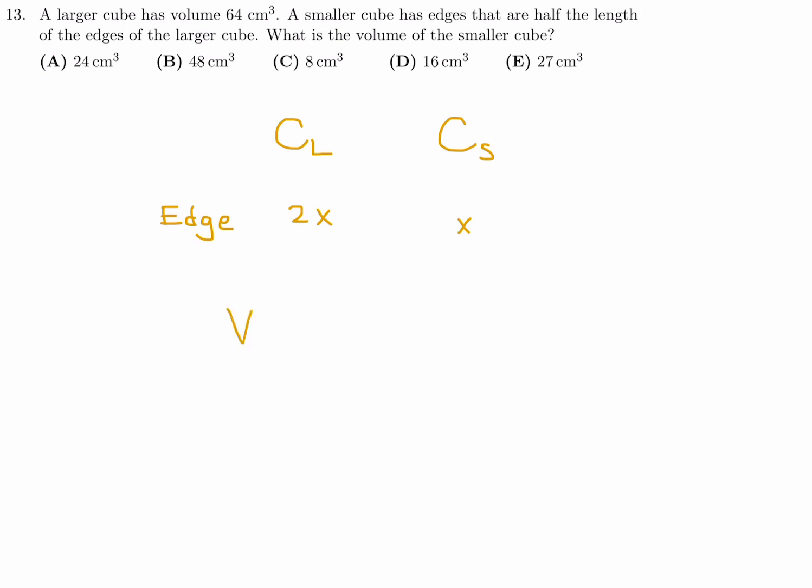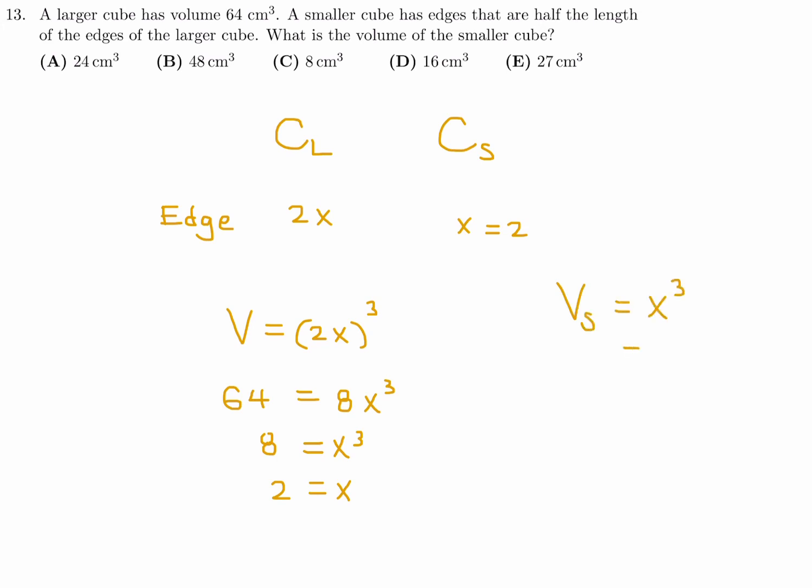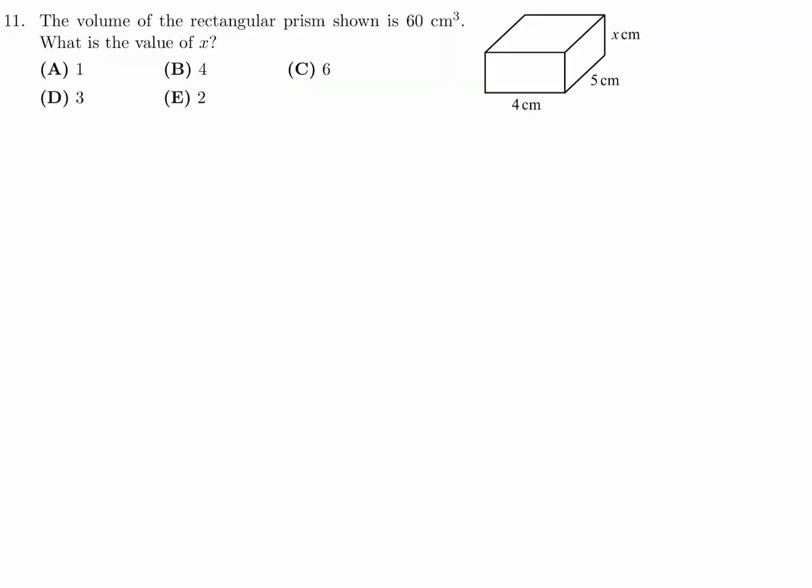So now we turn our attention to the volume. The volume, of course, is the edge cubed. So that would be 2x cubed. And that volume is 64. So 2x cubed would be 8x to the power of 3. Solving, we get 64 divided by 8, which is 8. And therefore, x would be 2. So that means this x is 2. If we want to figure out the volume of the smaller cube, that volume would be x to the power of 3, which is 2 to the power of 3, which is 8. And therefore, number 13, the answer is C.